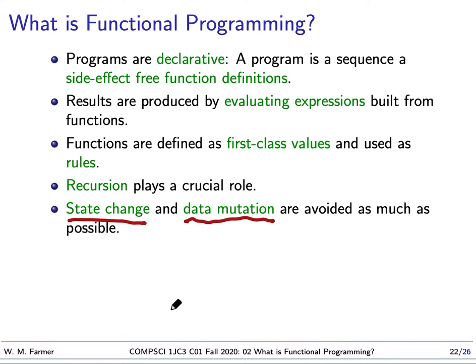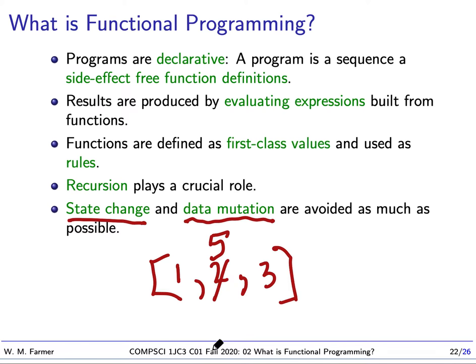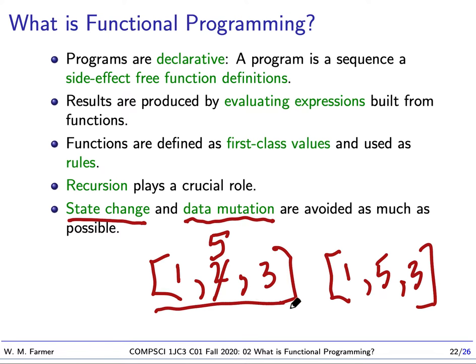Data mutation is, in many languages, you could have something like a list, and you may want to take this out and put a different number there. Take the list, replace the 2 with a 5. That would be mutating the list. In functional programming, we don't do that. We do as much as possible. We don't mutate things. We don't modify data. What we would do is just create a new list, and the list we had here would still be there. Okay, so this is the basic idea of functional programming.